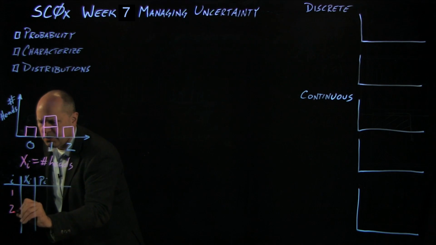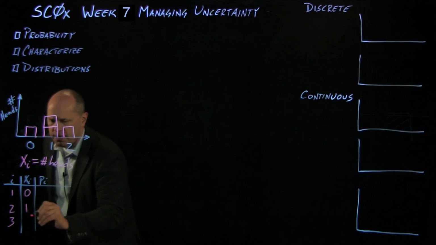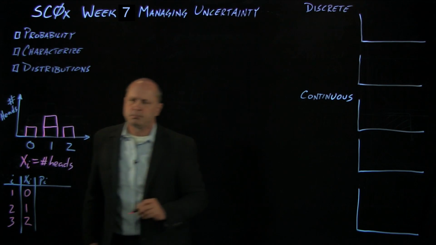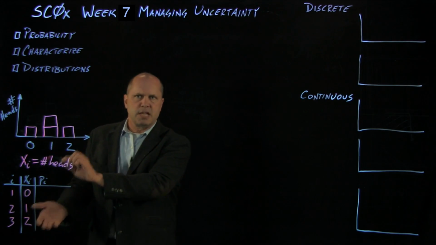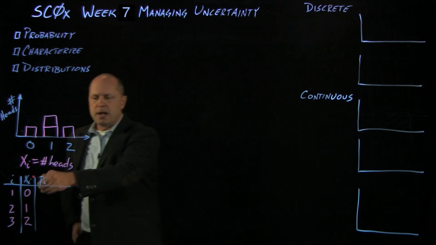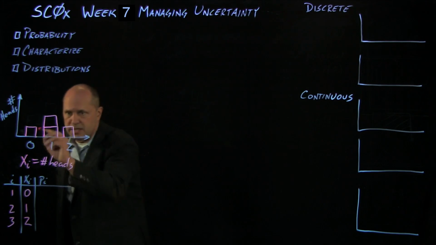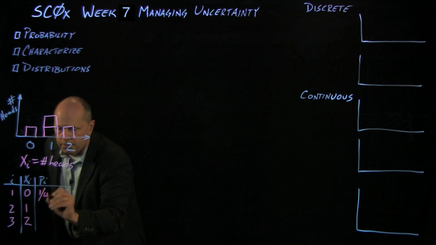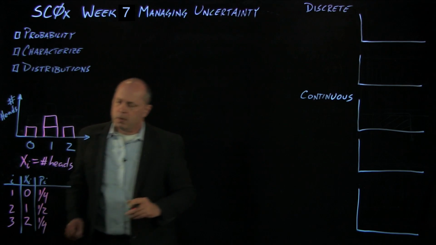I could only have 3 possible outcomes. I could have 0 heads show up, I could have 1 head show up, or I could have 2. And so what we've done is we've just defined the sample space, so the total population of the values that it can be. Corresponding to each of these values, I know that there's a probability that it occurs. And in this case, it's 1/4, 1/2, and 1/4.